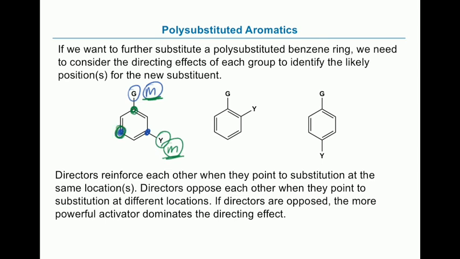So what do you think the product would be if I have 2 meta-directors on here? I've got green circle, blue circle, and green-blue circle. Which wins? Everything is pushing to the same point. They are reinforcing each other's selectivity, and as a result you've only got one chance it can go. G is already in one position, Y is on the other position, but both of them are pushing to one particular outcome.